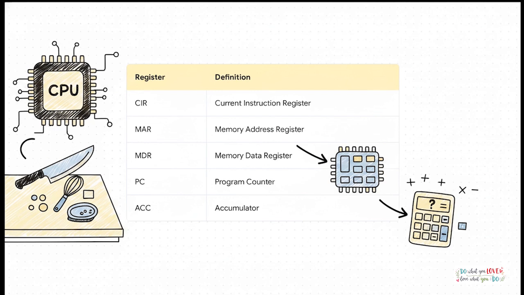For instance, the MAR, or memory address register, holds the exact location of the data. Meanwhile, the accumulator temporarily holds the answers to active calculations. The other registers, like the program counter, the CIR, and the MDR, handle the specific tracking, the instructions, and the raw data packets moving in and out of the processor.